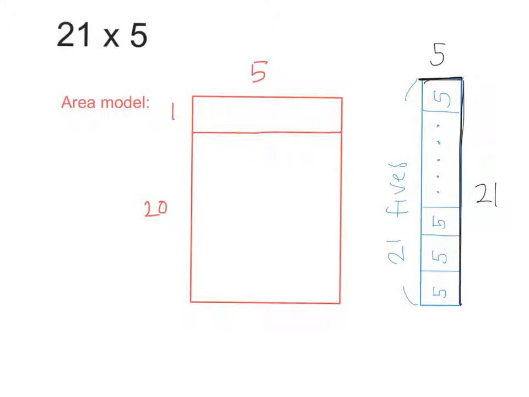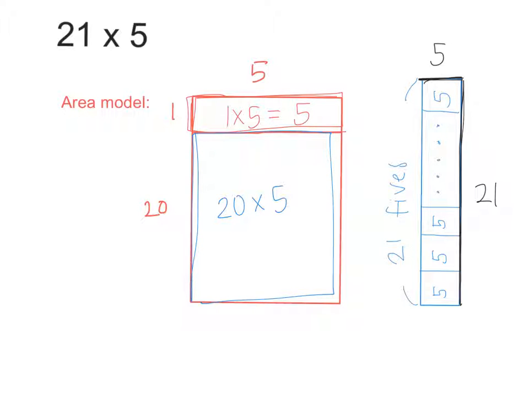So how can I find the area of this top section here? I need to multiply the length times the width, which is 1 times 5. What is 1 times 5? 5. Okay. Now I need to find the area of this section here, which is the length times width, which is 20 times 5. What's 2 times 5? 10. And how many more factors of 10 do I have? 1. So I need to add 1 zero. These are the partial products, 5 and 100.